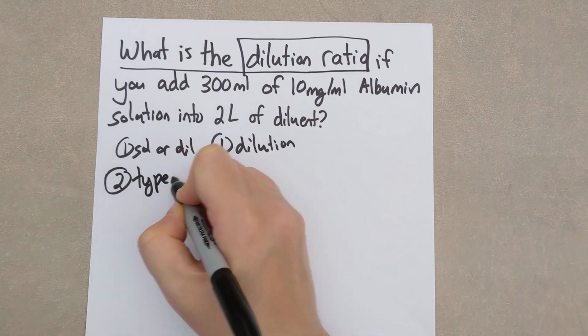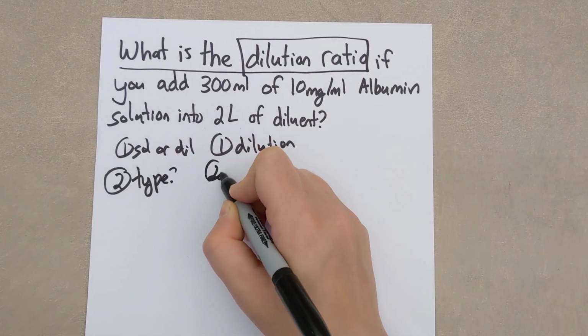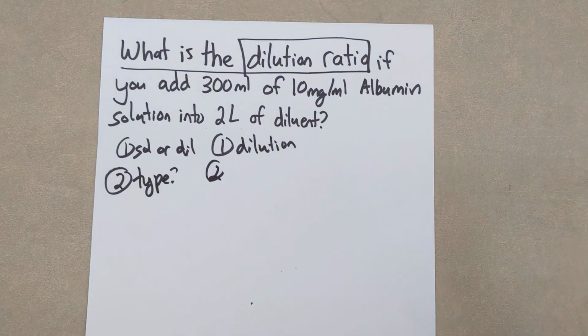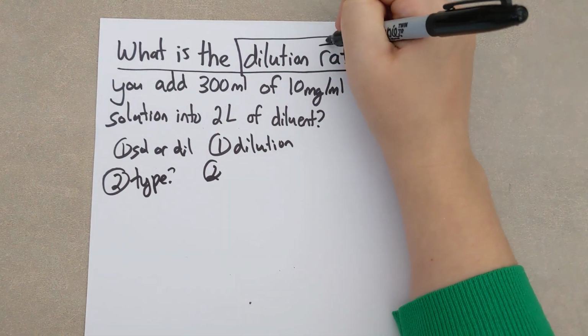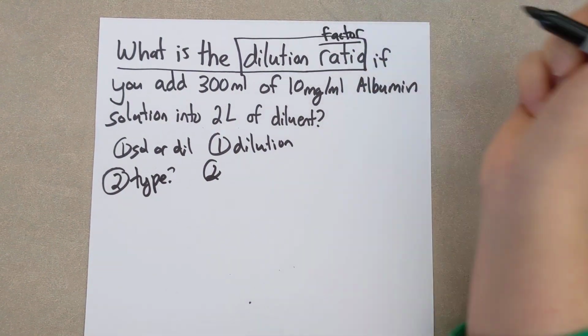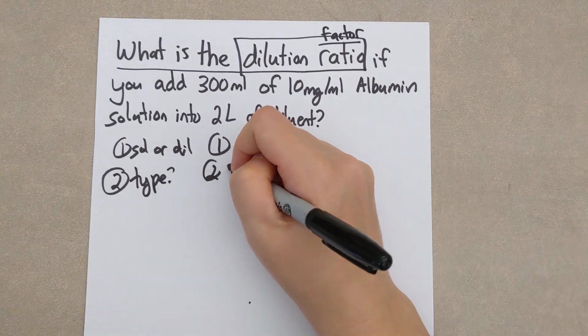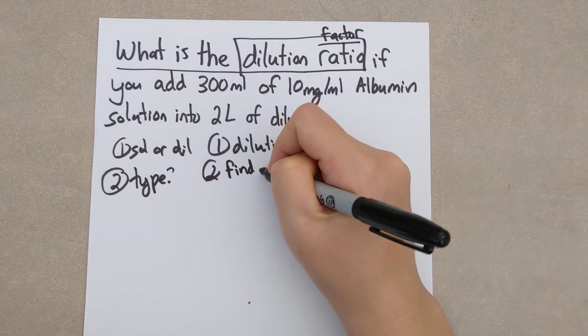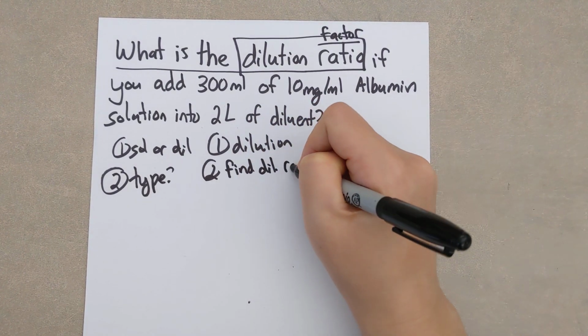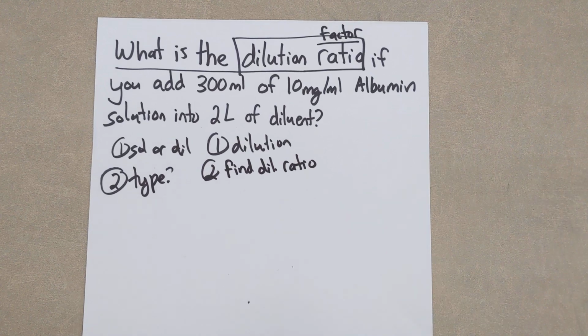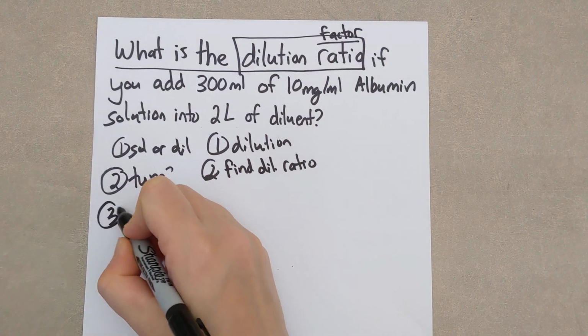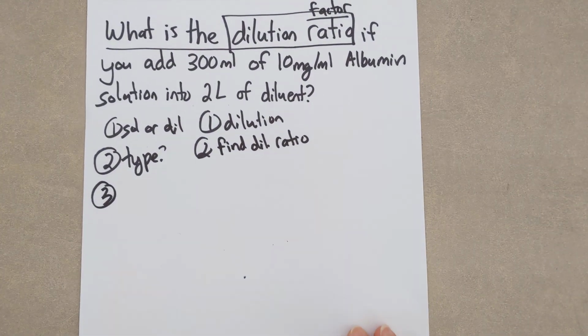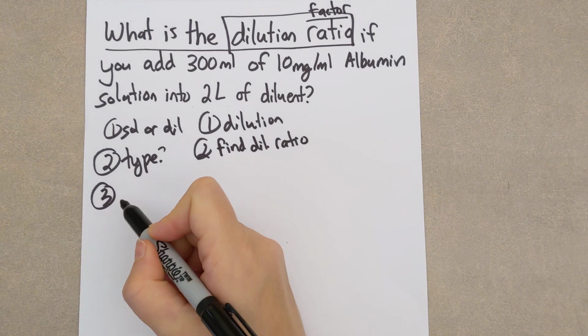So what type? Well, they literally just said, what is the dilution ratio? They could also say, what is the dilution factor? Because those are the same things. So this is a find the dilution ratio style problem. Not to be confused with the simple dilution method where they give you the ratio.